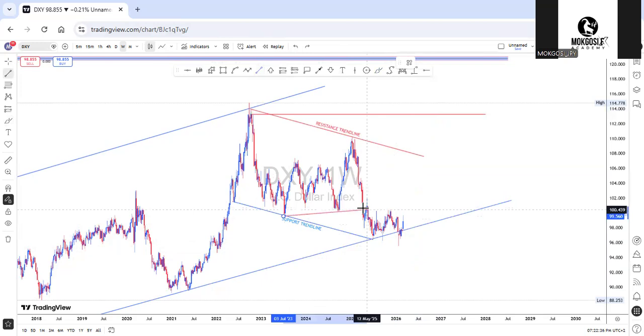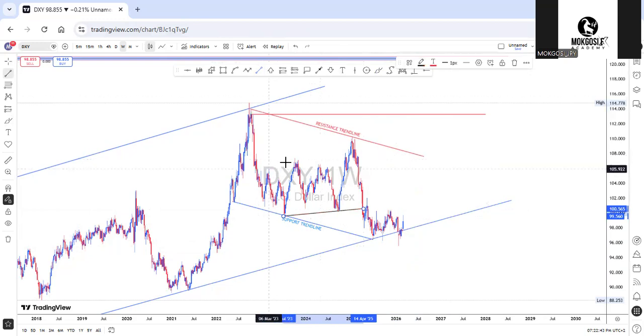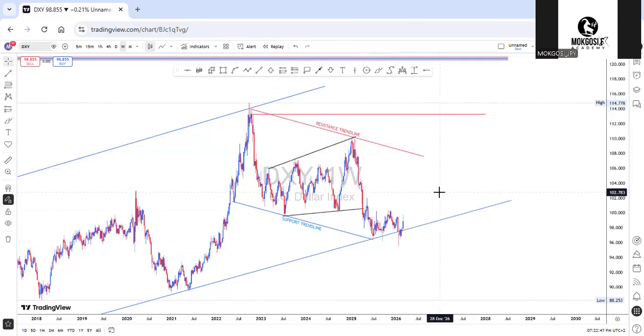We have another pattern, which is the one that we call an expanding pattern. This is our expanding pattern. And then you will see that within each and every pattern, it doesn't matter if it's an inverse head and shoulders or a head and shoulders, in support and resistance, each and every pattern is in support and resistance.